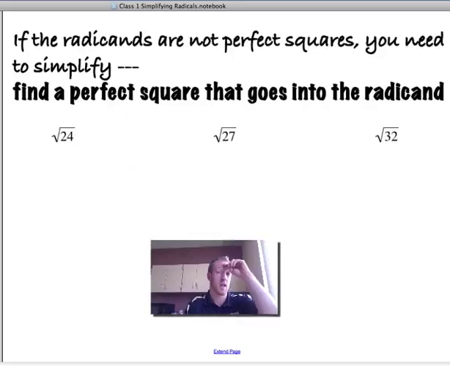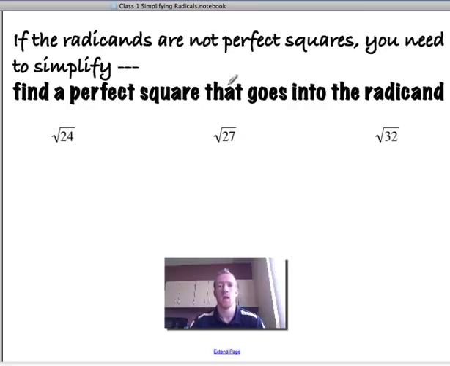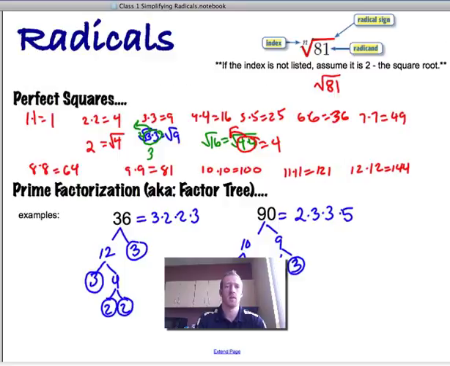Alright, so let's see how we use that in simplifying radicals. If the radicals are not perfect squares, so like here they were perfect squares. If I do the square root of 16, that's just the square root of 4 times 4. So by the definition of square roots, that's just a 4. If they're not perfect squares, we're going to want to use this factor tree.